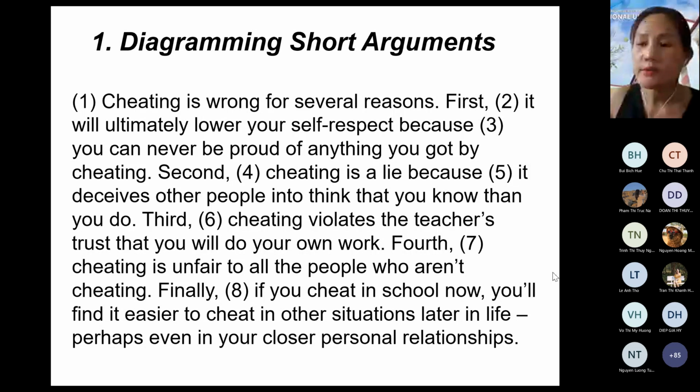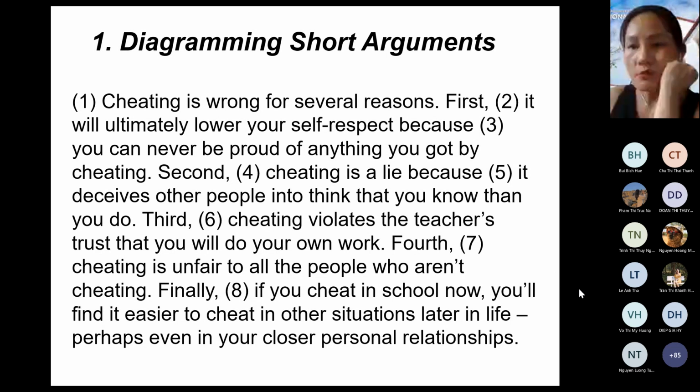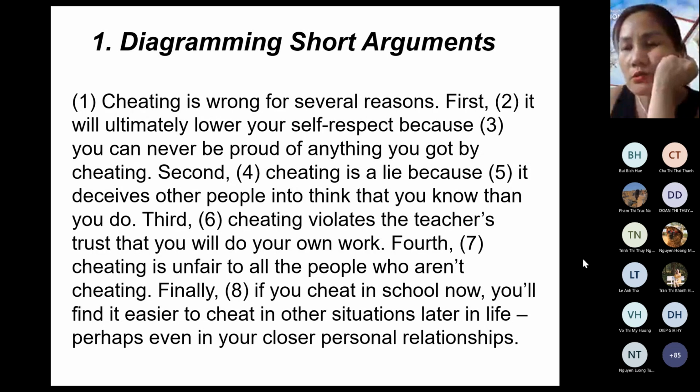Okay, we got the answers from Nguyễn Hồng Nhung, followed by Thu Anh. All right, let me see. Both of them have the same diagram, and also Bích Huệ got the same diagram. Trúc Na also got the same diagram. Công Trọng got a different diagram. Công Trọng said 2, 4, 6, 7, and 8 are linked. Okay, and Hồng Ân also got the same diagram as other friends, but not Công Trọng. Xuân Lan also the same.